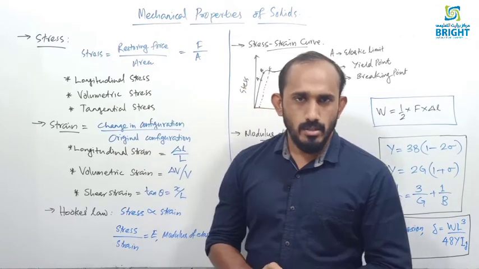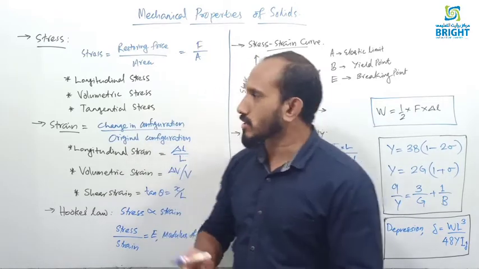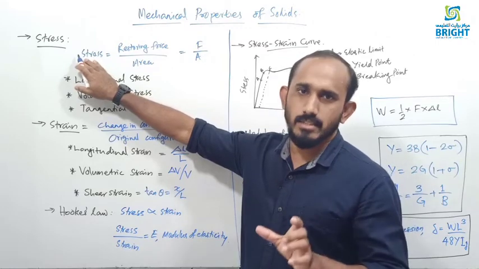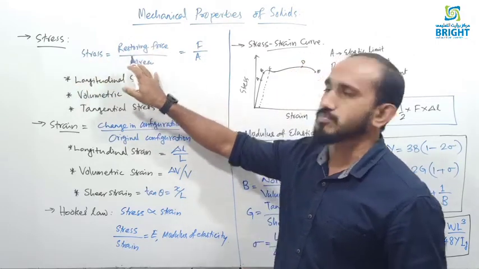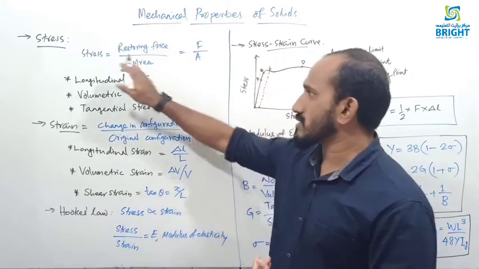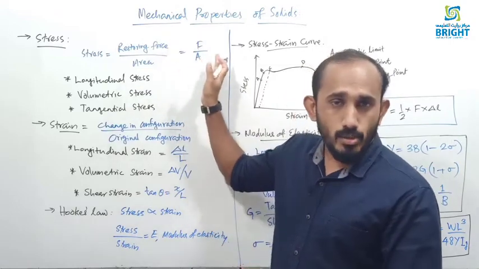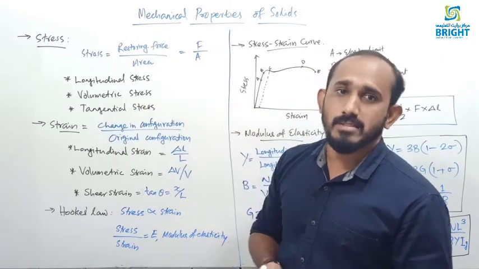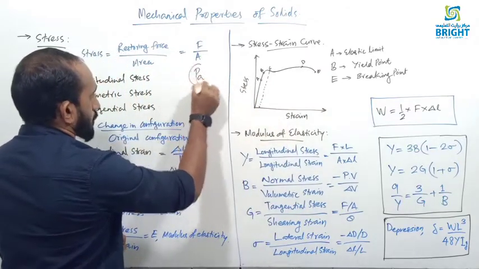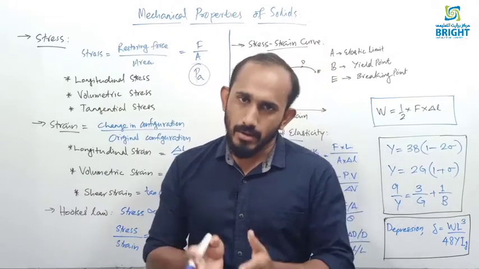In such bodies, the deforming force applied per unit area we will term as stress. So stress is a physical quantity which is restoring force per area. Pressure is also force per area. So both stress and pressure have the same dimensions, force by area. Newton per meter square or Pascal is the SI unit of stress. Pascal. Both have the same dimensional formula, stress and pressure.